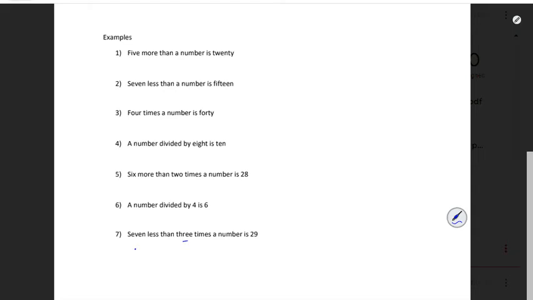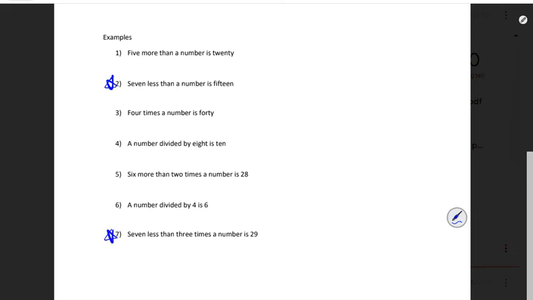A number divided by 4 is 6. So I've got a number divided by 4 is 6. You can write it like that, or like that. Okay, now I'm going to look at number 2 and 7.